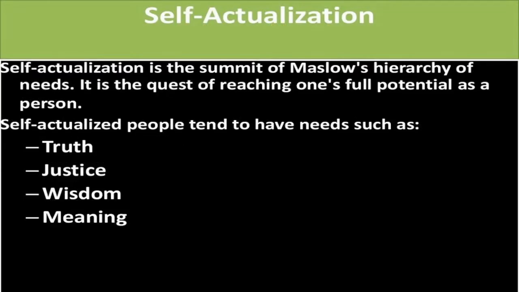Then the final is self-actualization. Self-actualization is the summit of Maslow's hierarchy of needs. It is a quest of reaching one's full potential as a person. So, I achieved everything in my life. Now he is fighting for justice, truth, wisdom, and for the society itself. Okay, he would not need recognition like that.